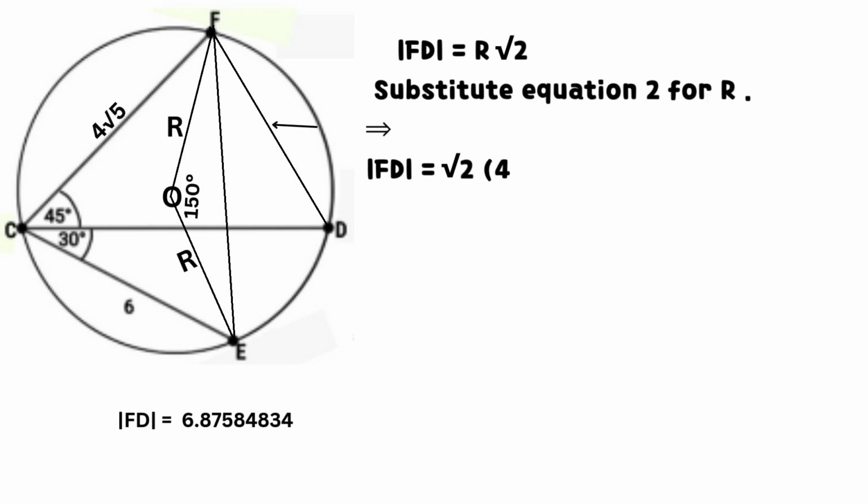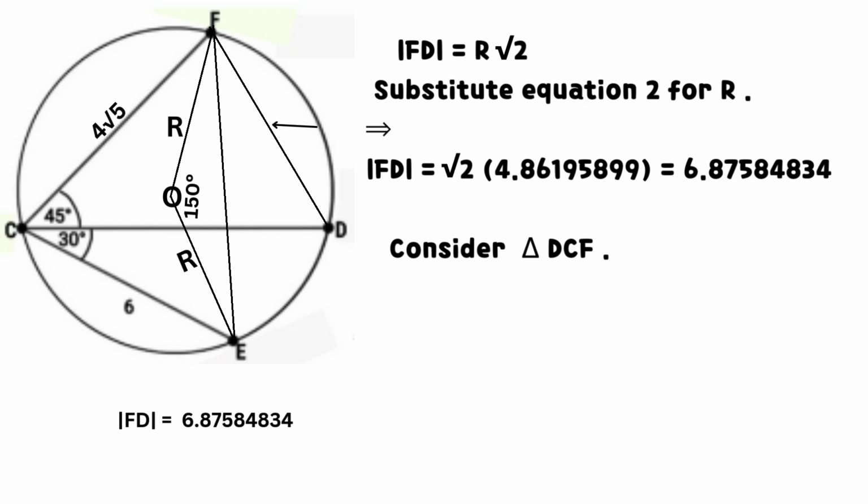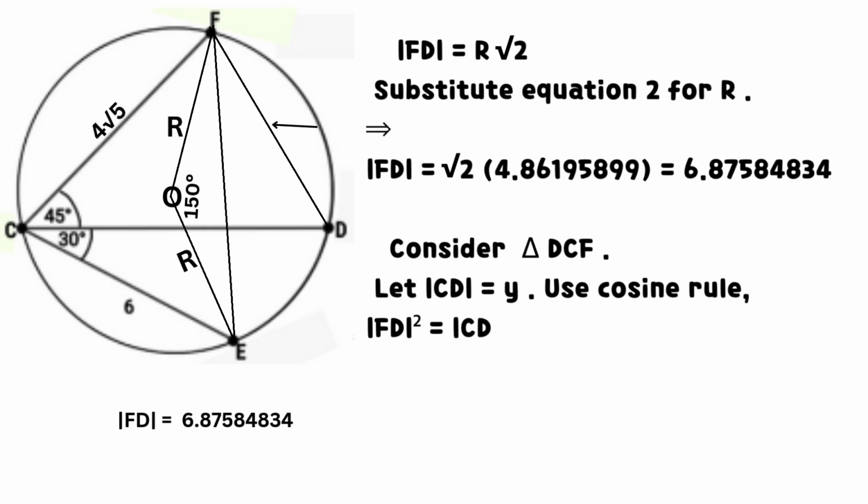Substitute equation 2 for R. It implies that line FD equals the product of the square root of 2 and 4.861958899, which equals 6.875848434. Consider triangle DCF. Let line CD equal y. Use cosine rule. The square of line FD equals the sum of the square of line CD and the square of line CF minus 2 times the product of line CD and line CF times cosine 45 degrees.